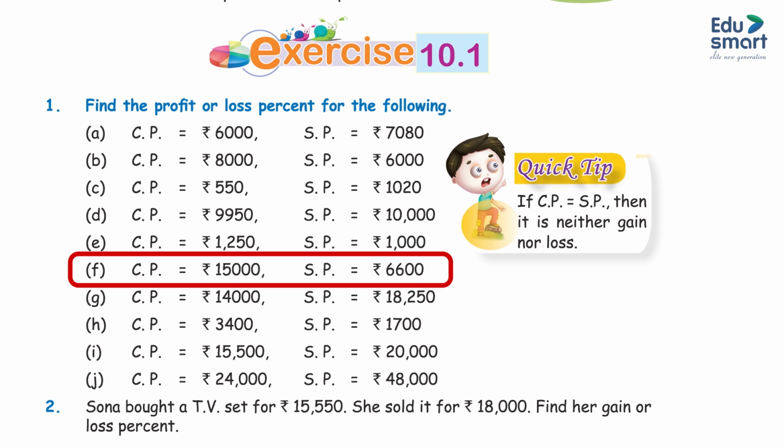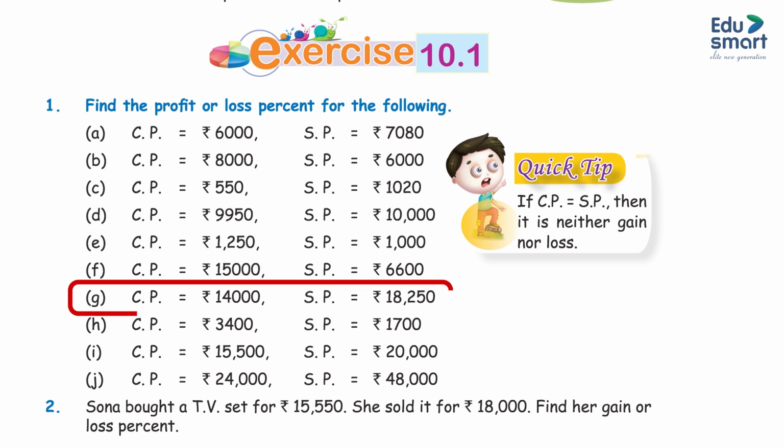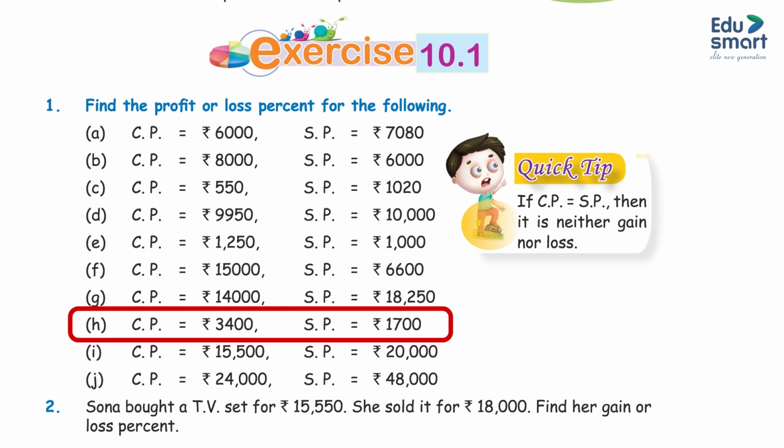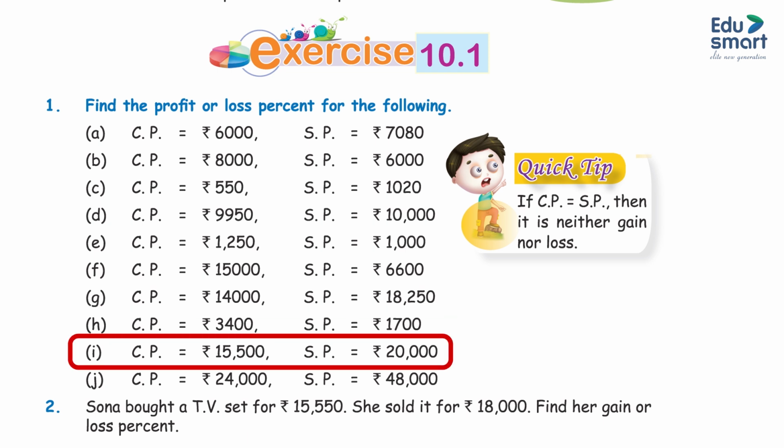Answer: 56% loss. G. CP equals rupees 14,000, SP equals rupees 18,250. Answer: 30.36% profit. H. CP equals rupees 3,400, SP equals rupees 1,700. Answer: 50% loss. I. CP equals 15,500, SP equals rupees 20,000.